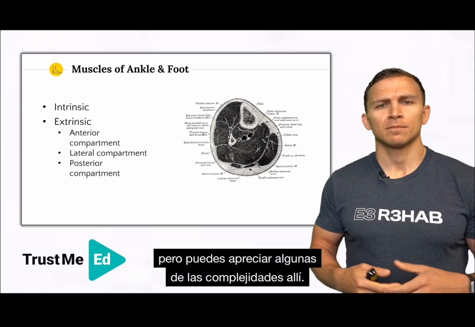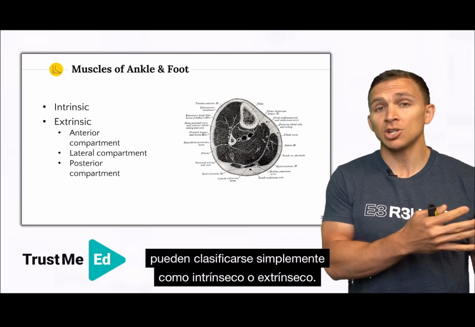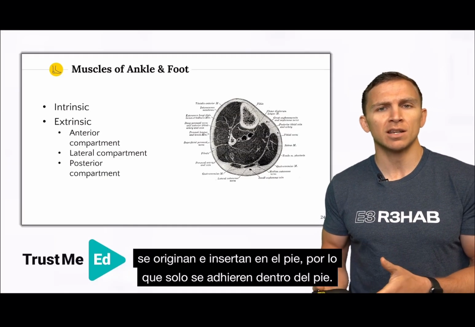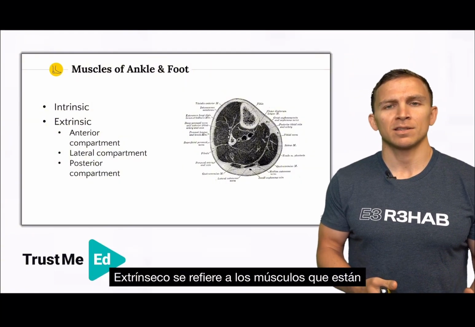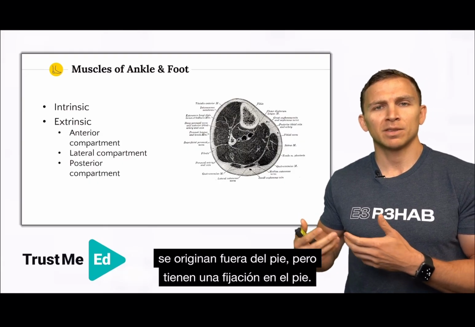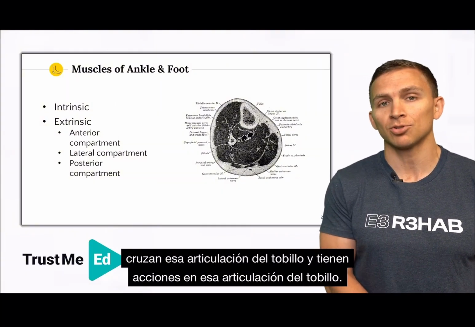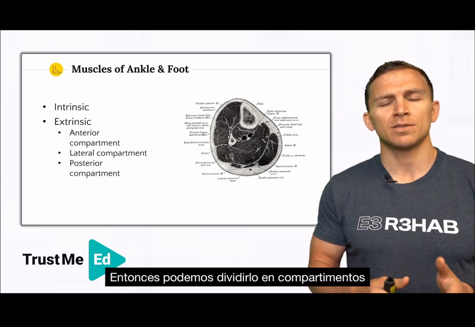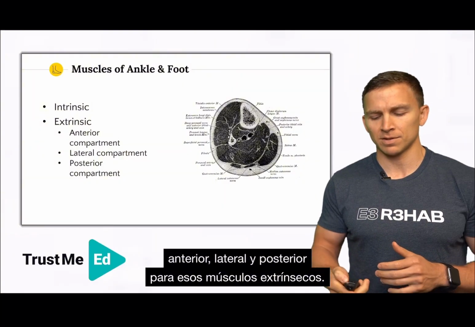Muscles of the ankle and foot can be kind of simply categorized as being intrinsic or extrinsic, right? Intrinsic muscles are muscles that are originating and inserting in the foot, so they're only attaching within the foot. Extrinsic refers to muscles that are originating outside the foot, right? But they do have an attachment in the foot. And those are the ones that we're going to be focusing on because they're also crossing that ankle joint and having actions at that ankle joint. So we can split it up into anterior, lateral, and posterior compartments for those extrinsic muscles.